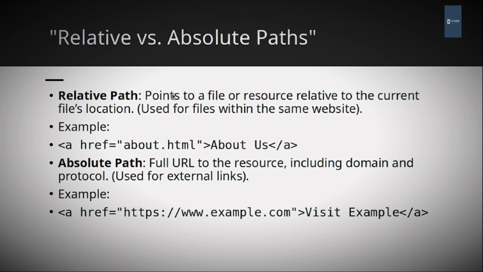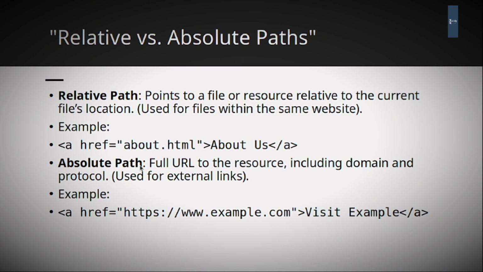The relative path points to a file or a resource relative to the current file's location, and it is used for files within the same website. For example, as you can see here, we have an href, and in our href the link is navigating to the about.html file, and this means it's a relative path.